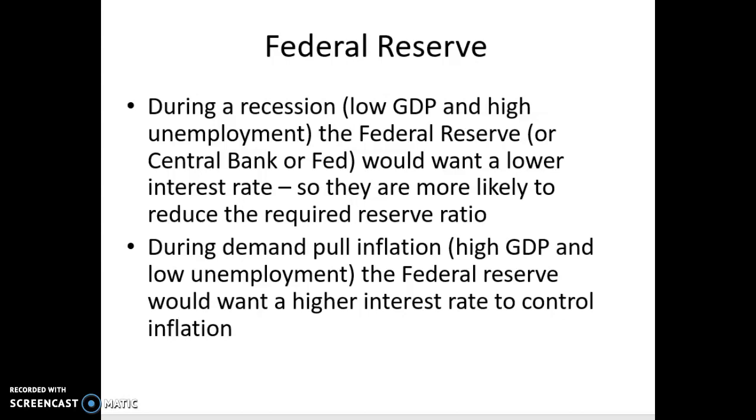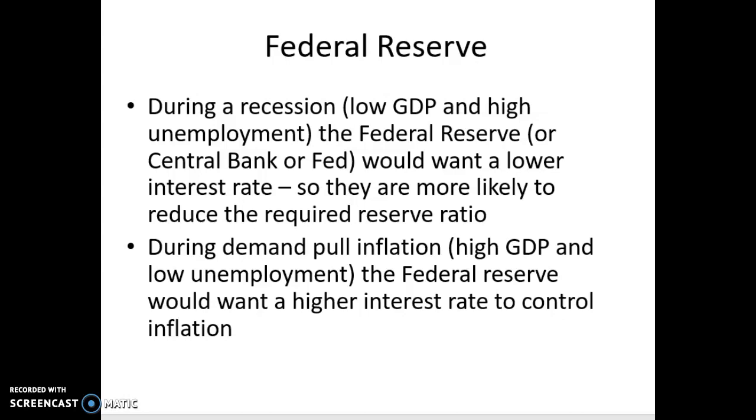So if we have high demand pull inflation, meaning GDP's just going gangbusters, and we have really low unemployment, which we had that going on January and last year, the Federal Reserve would want a higher interest rate to control inflation. So they would do the opposite. So to have a higher interest rate, they're going to tell banks, hey, you know what? We told you before your required reserve was 10%. Well, now we're going to increase it to 25%. So they're telling banks, slow down, don't make loans. We're going to have a higher interest rate.